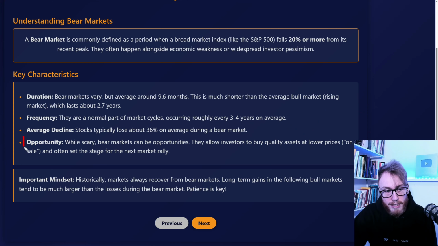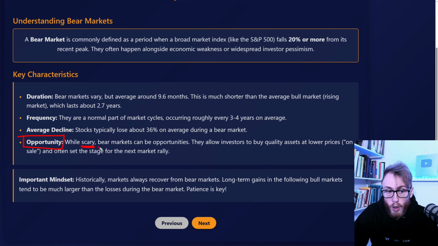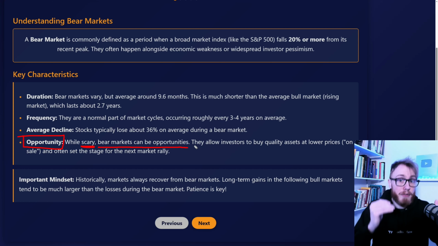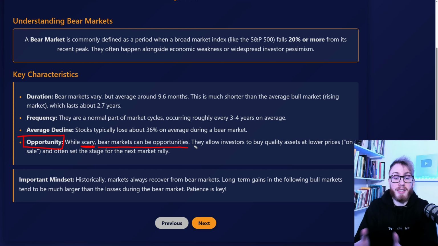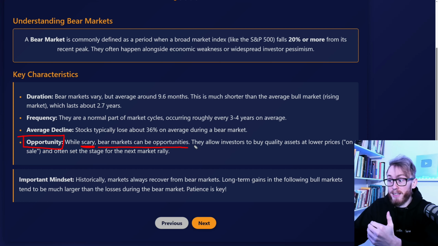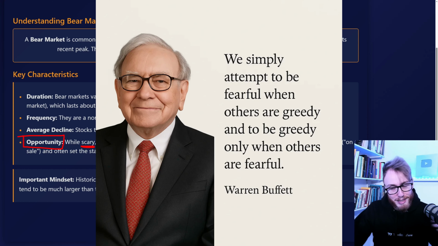Last but definitely not least here, opportunity. While bear markets, it's totally understandable, bear markets are scary for many investors and traders, but they can also be the best opportunities. It doesn't really matter if you are trading or investing. Bear markets can be amazing opportunities. When everyone is fearful, that is the time to be greedy. That is one of these classic Warren Buffett quotes.